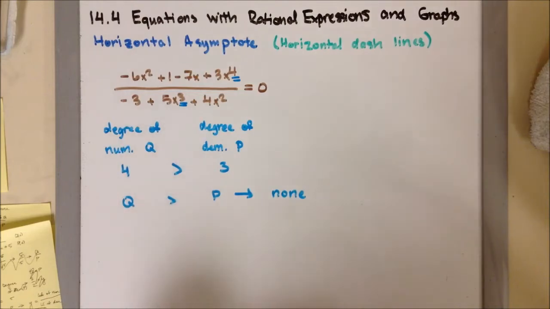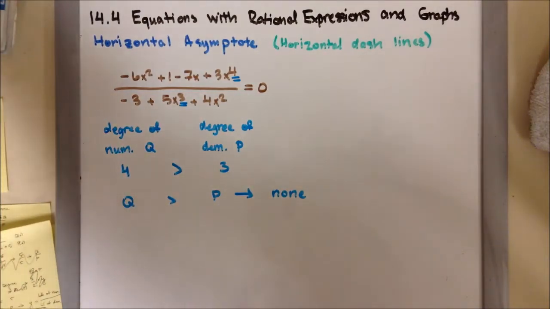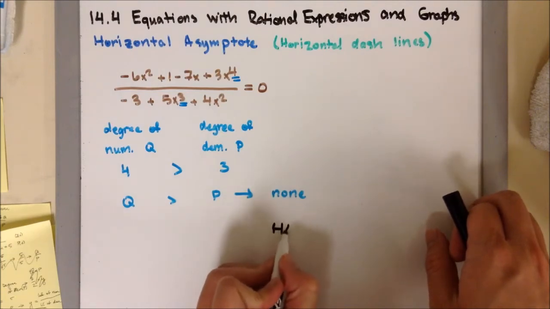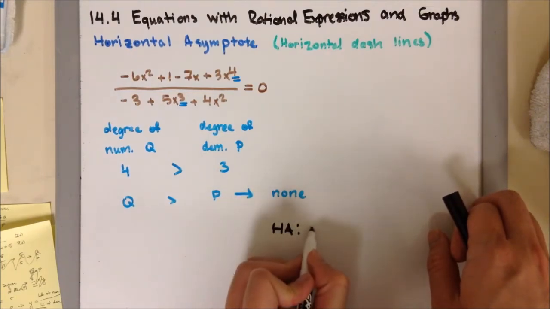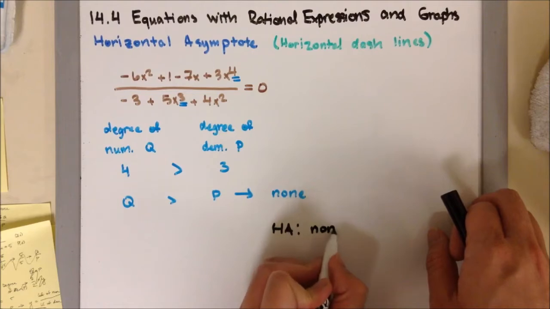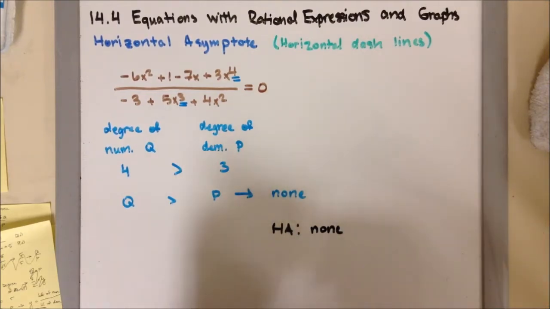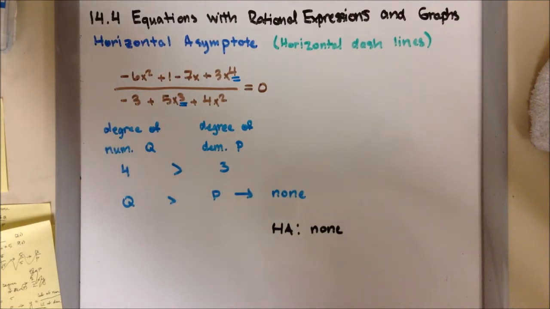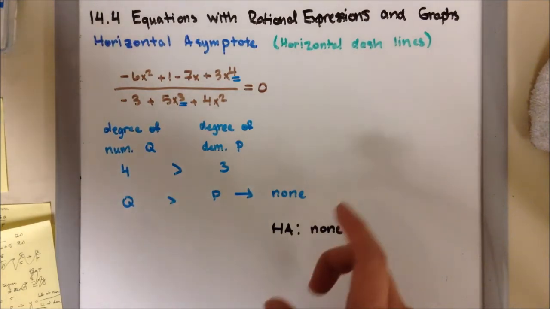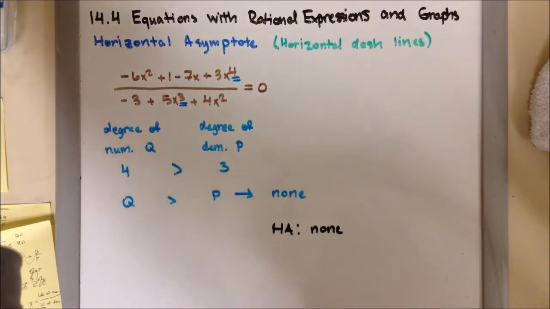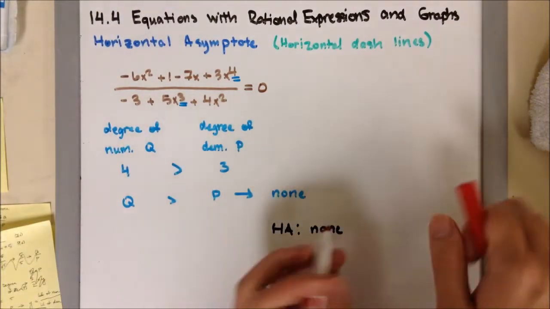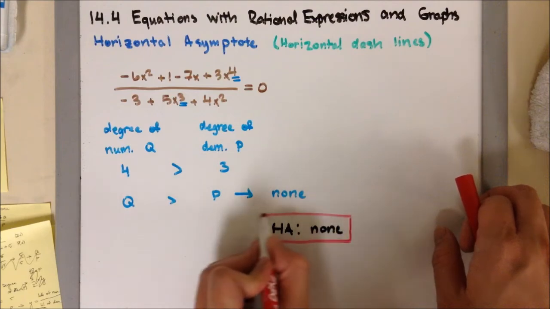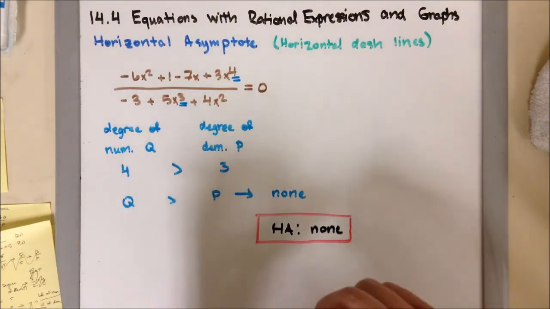So for my final answer, I'm just going to write HA, horizontal asymptote, none. Since the degree of my numerator is higher than the degree of the denominator, there are no horizontal asymptote, and I'm just going to box this as my final answer. And that's it.